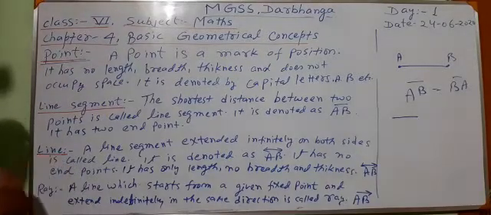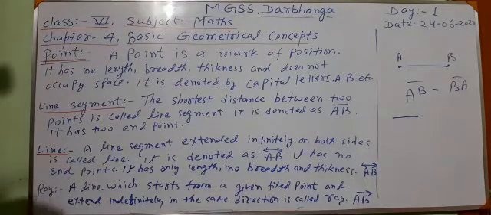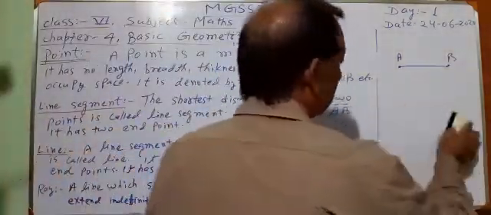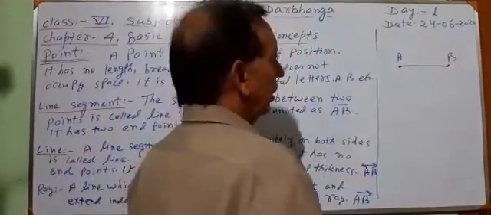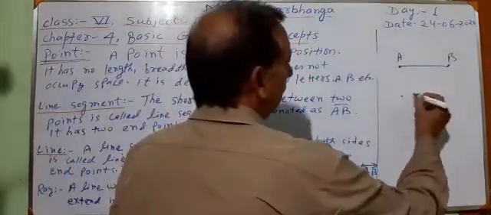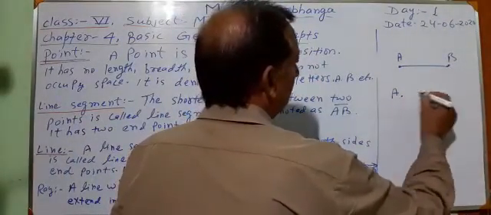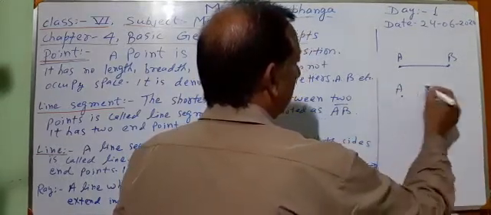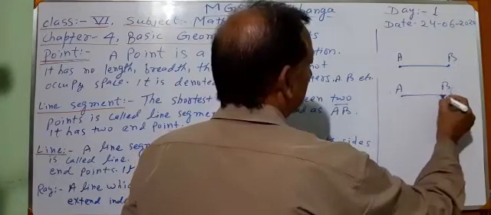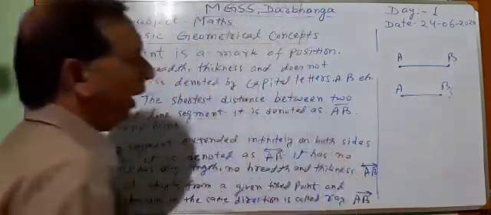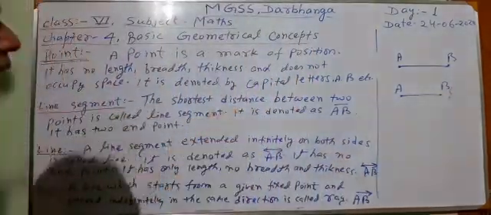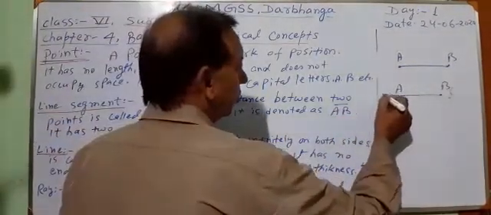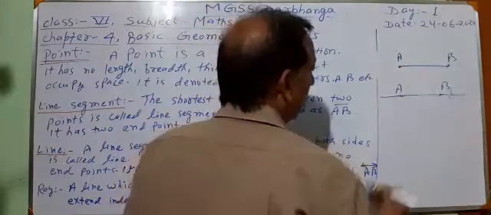Third concept definition is line. Suppose this is a line segment AB, with A at one end and B at the other. AB is a line segment. Clear? We have to extend AB in both directions, in the direction of A also and in the direction of B also.